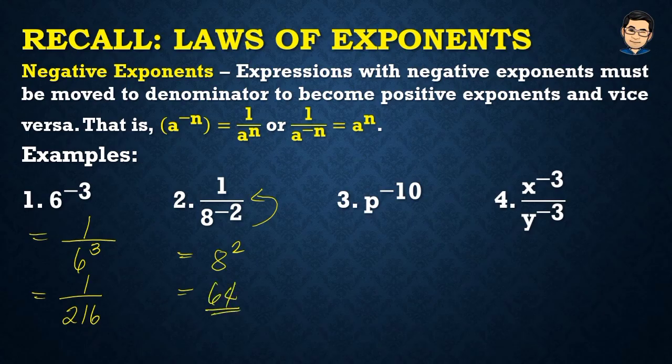Next, p raised to negative 10, that is 1 all over p raised to 10. So, ayan. This will be our final answer.